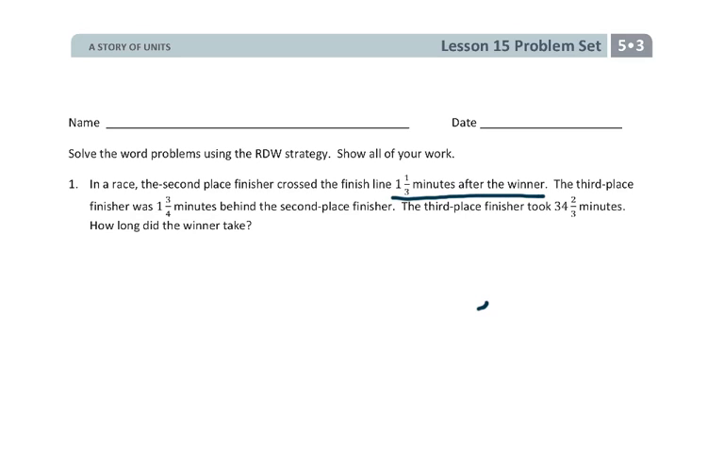the winner. The third place finisher was 1 3/4 minutes behind the second finisher. The third place finisher took 34 2/3 minutes. How long did the winner take?